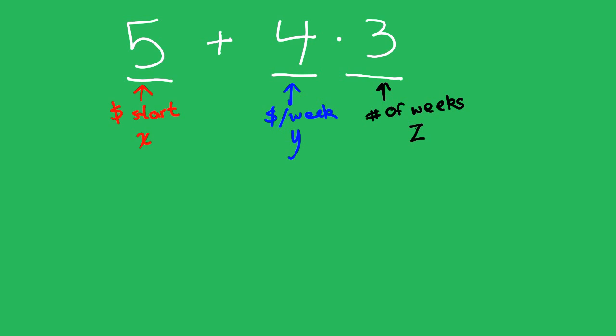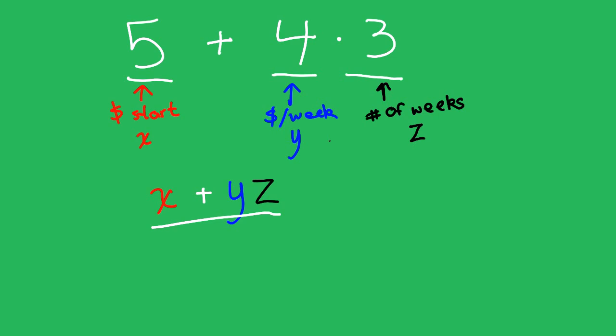So now we have some variables, and we can rewrite this expression using those variables. So then it becomes x plus y times z. So this expression right here represents how much money you have saved, and it's a general expression, meaning that anybody who is saving can use it. They just plug in how much money they start with for x, how much money they get per week for y, and the number of weeks they've been saving for z, and they can calculate how much money they've saved.